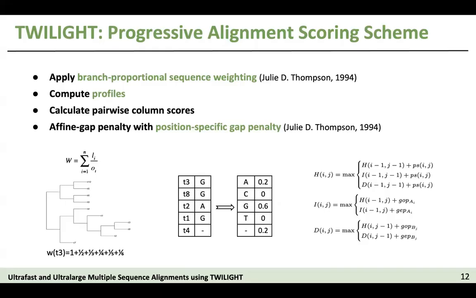by their frequency. For the dynamic programming algorithm for the alignment, we simply follow the same algorithm as ClustalW, using the affine gap penalty with a position-specific gap penalty. And the position-specific gap penalty gives a lower gap penalty to columns that already have one or more gaps in them to make more gaps aligned to each other.